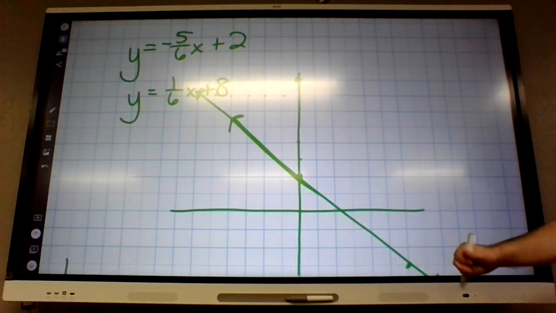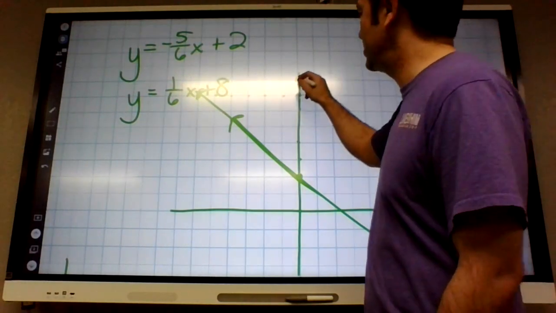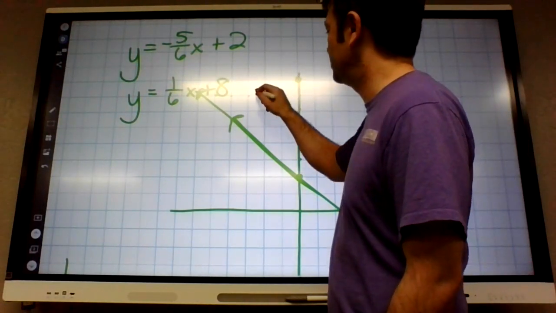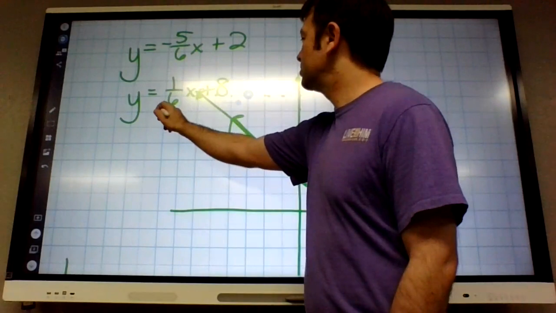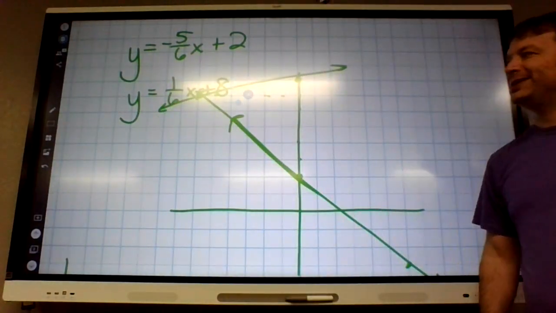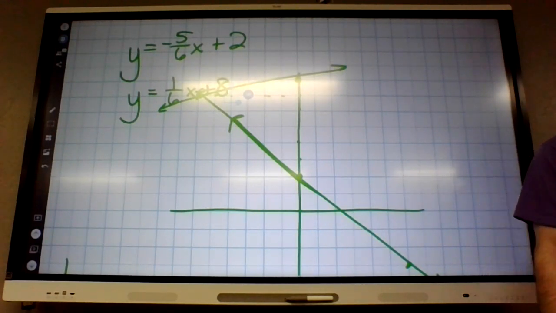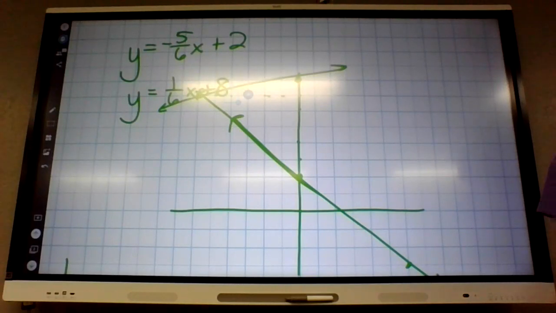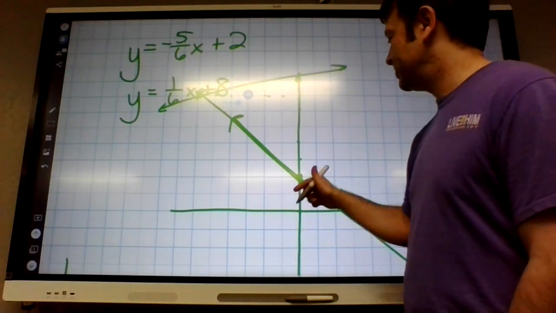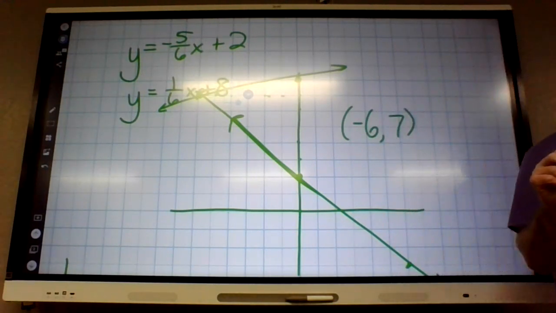Okay, so the slope is 1/6, so that means up 1 and over 6. But we need to go back this way. 1, 2, 3. Okay. What is the solution for these two equations? Negative 6, 7.